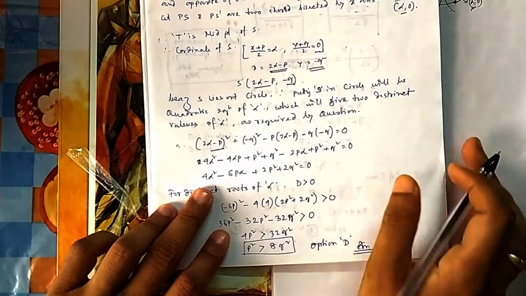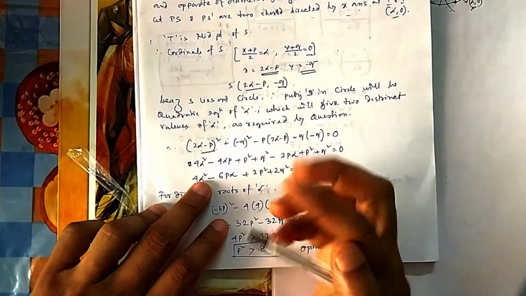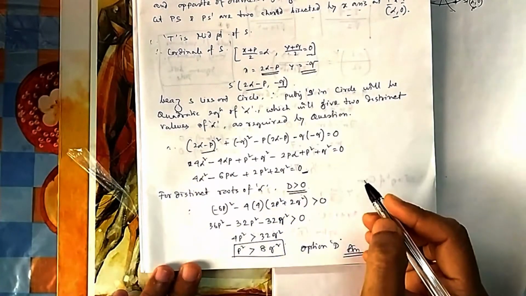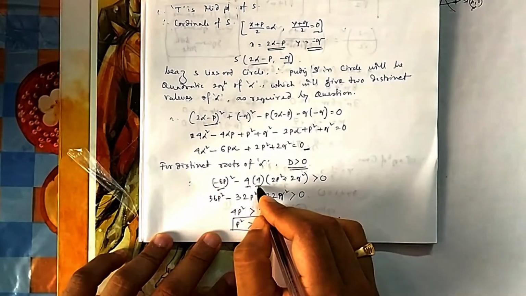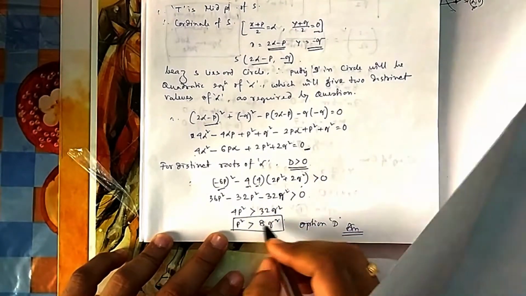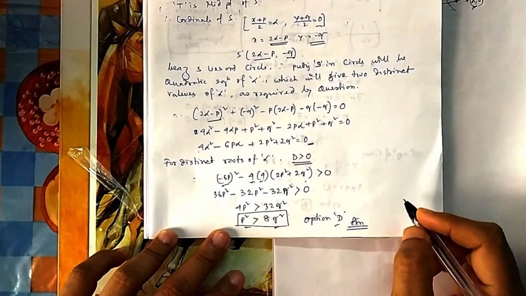You have to make an equation, because alpha is unknown here. So you make a quadratic equation for alpha, because you need two distinct roots. Alpha will have two distinct roots if D is greater than 0. So if you put D greater than 0, here b is minus 6p, 4 into a is 4, c is this one. If you do a little bit here and there, you will find p square is greater than 8 square. That is your option D.